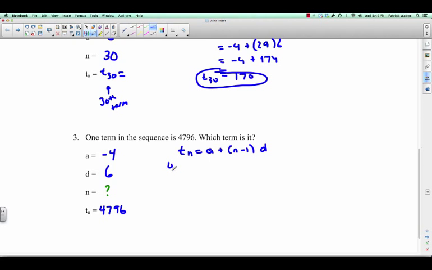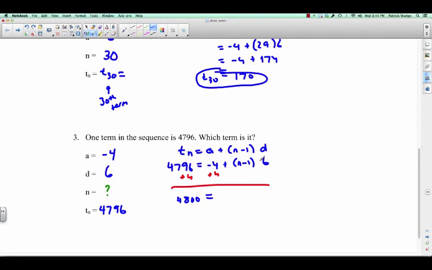T n we know, it's 4,796. A we know, it's -4. N we don't know. D we know, it's 6. So there's a bunch of different ways you could solve this. I think I'd add 4. Why not? We'll move that over to the other side. So if you do that, you will have 4,800 on this side.